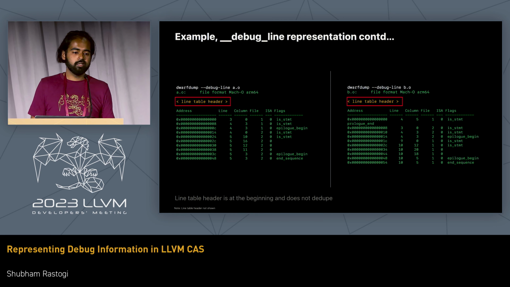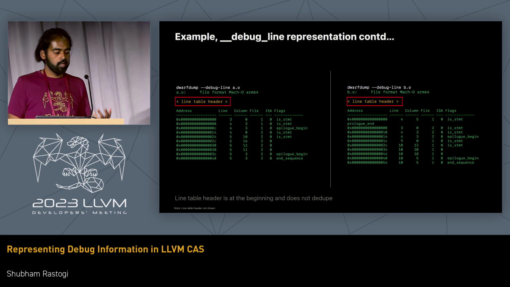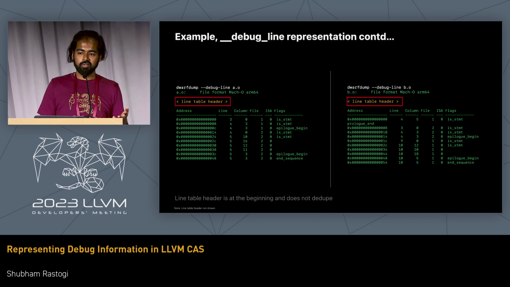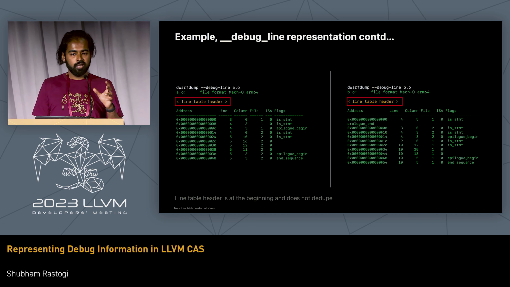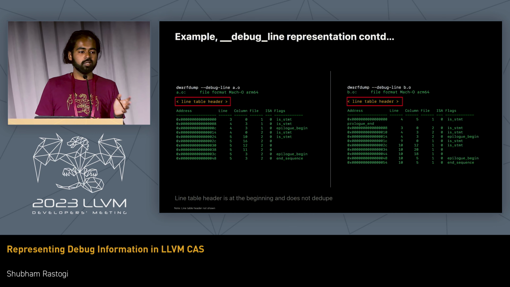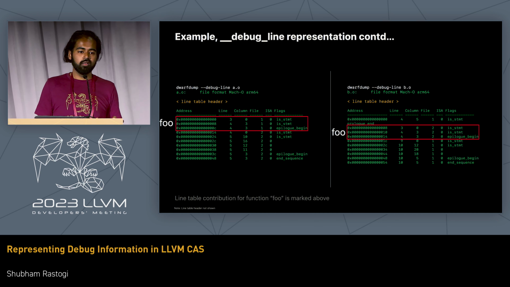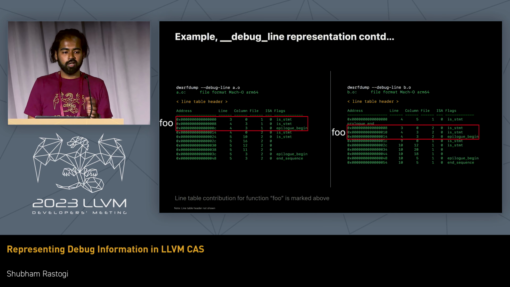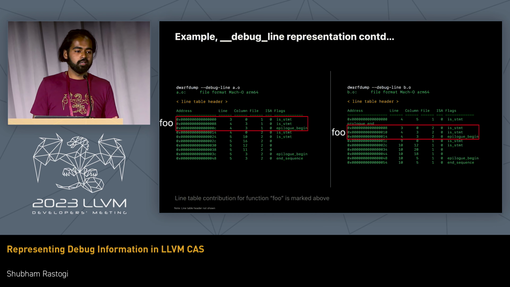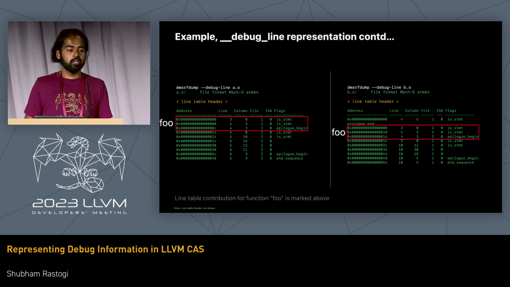At the top of the debug line section, we have a line table header that I have not shown because it's kind of verbose. But this part does not deduplicate. The reason is that it contains, amongst other things, the size of the debug line section, and that is not going to be the same for different translation units. Here I have marked the line table contribution for the function foo in both debug line sections, because that's what we're interested in. That is something that we want to see deduplicate.